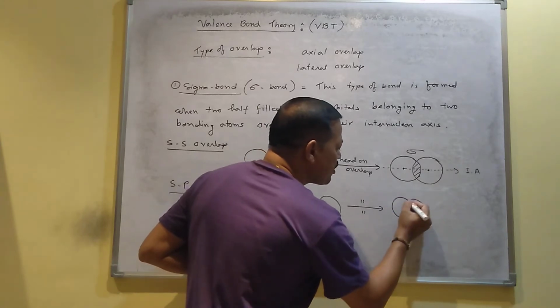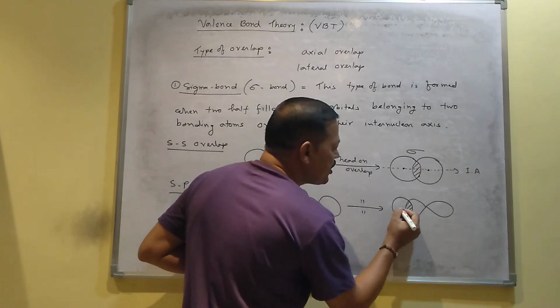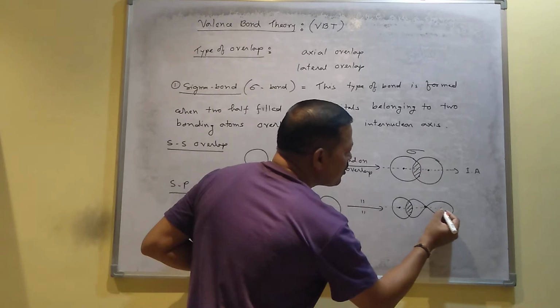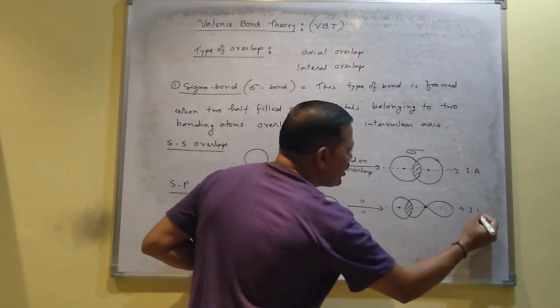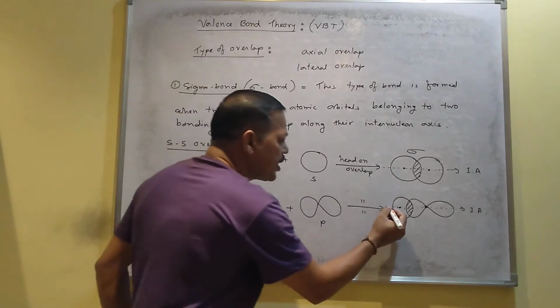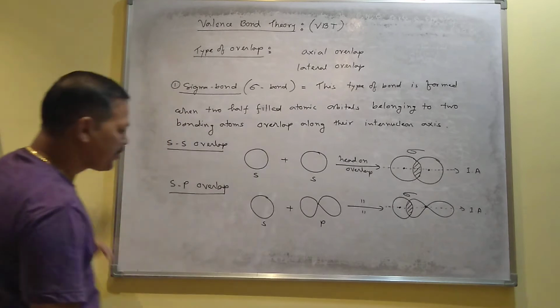This is s, and this is your p orbital. The overlap area is this one. This is your nucleus, this is your nucleus. So the internuclear axis should be this one. So here also the overlap takes place along their internuclear axis. That's why this type of overlap also produces a sigma bond.